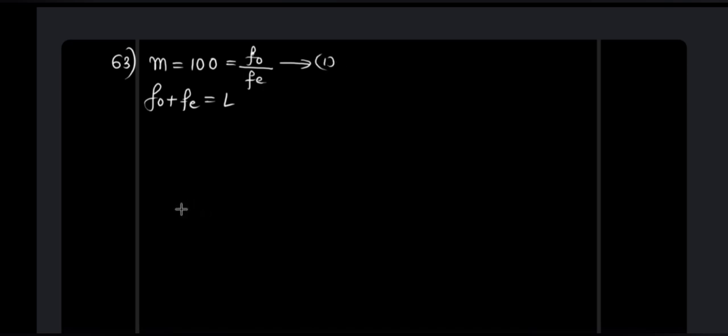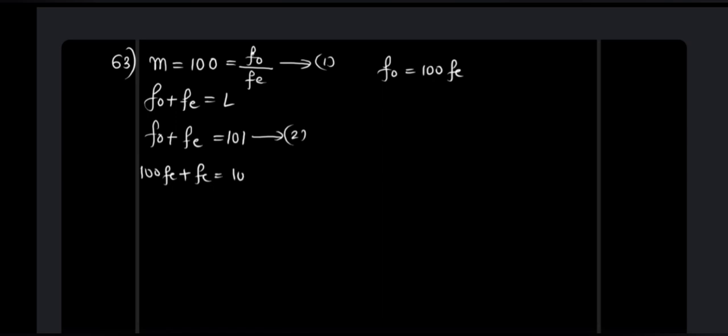Okay, and the distance between objective and eyepiece is given as 101. That is tube length is given as 101. That means FO objective plus FE is given as 101. This is my equation 2. So from equation 1, I can say that FO is going to be 100 FE and I substitute it over here. So 100 FE plus FE is going to be 101. So 101 FE is going to be 101. So FE is going to be 1 centimeter. So automatically F objective is going to be 100 centimeters. So therefore the focal length of eyepiece is 1 centimeter and that of the objective is 100 centimeters.